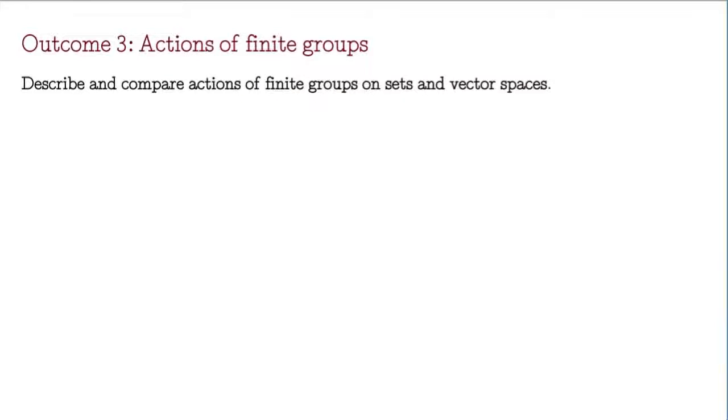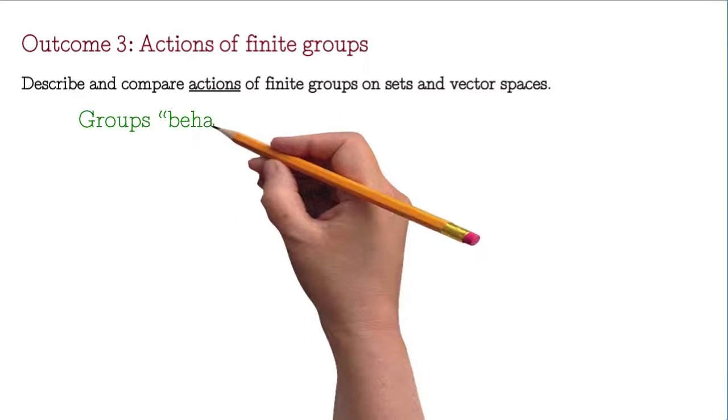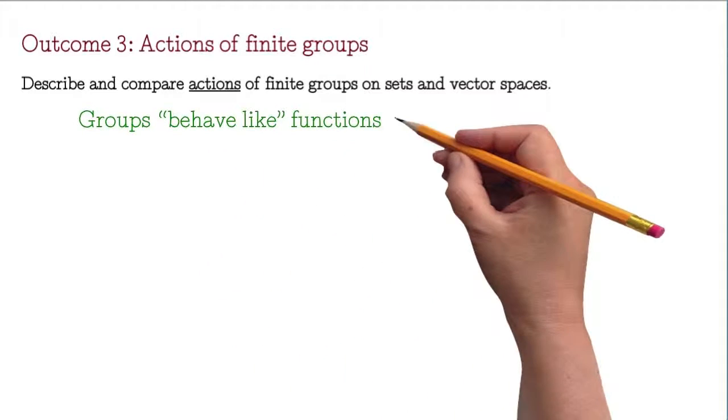Outcome number 3 is to look at actions of finite groups. What does this mean? If we talk about describing and comparing the actions of a finite group on a set or the action of a finite group on a vector space, what an action tells us is that groups can somehow behave like functions on other sets. What do I mean by that?